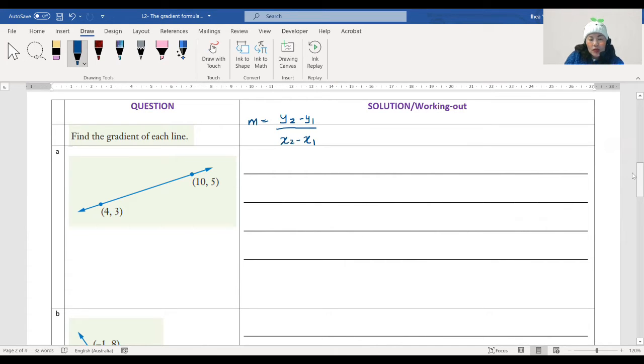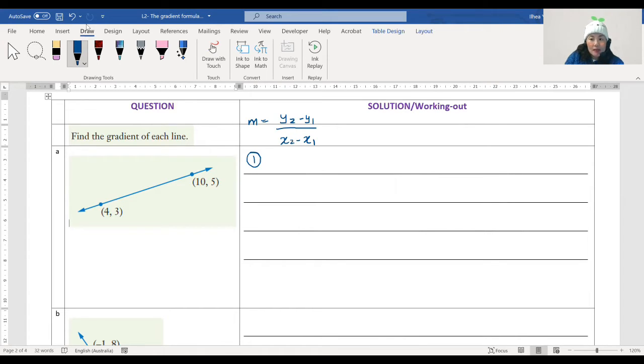You could draw the triangle here and then count. You could do that, but I think it's better to use the formula. So this is what I'm going to do. First step, we're going to choose which one is my first point and which one is my second point. Now I'm going to choose the one on my left as my first one, and the one on my right as my second one. So my A is 4 and 3. My B is 10 and 5.